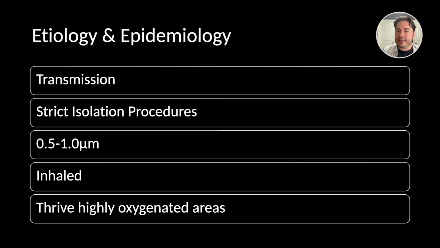So how does one get TB? Well, the transmission is done mostly through aerosol droplets, and this can happen from somebody that has active TB who coughs, sneezes, laughs really hard. That creates an aerosol that is in the air, and all I have to do is walk by, breathe in that aerosol, and I can contract TB. So that's why it's super important for us to have strict isolation procedures when it comes to patients who have active TB.